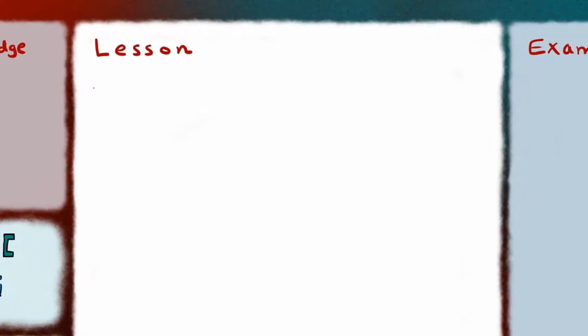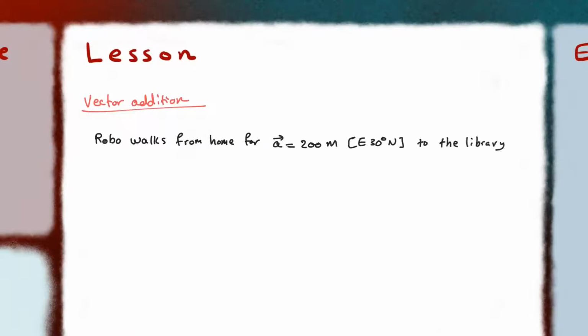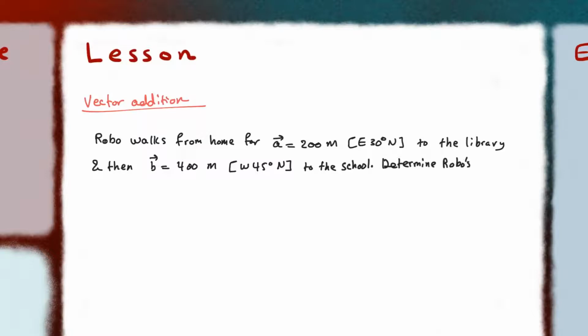Okay, we're going to first talk about vector addition, and what better way than to start with an example. So we've got Robo, who walks from home 200 meters east 30 degrees towards north to the library, and then it turns and goes 400 meters west 45 degrees towards north to the school. We want to determine Robo's school location relative to home, and that's basically the total displacement, which can be calculated by the addition of these two vectors.